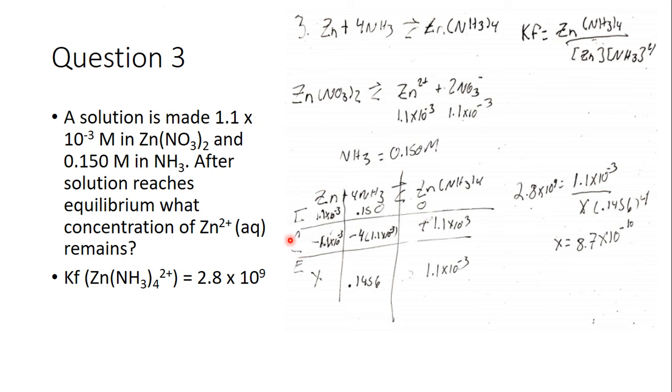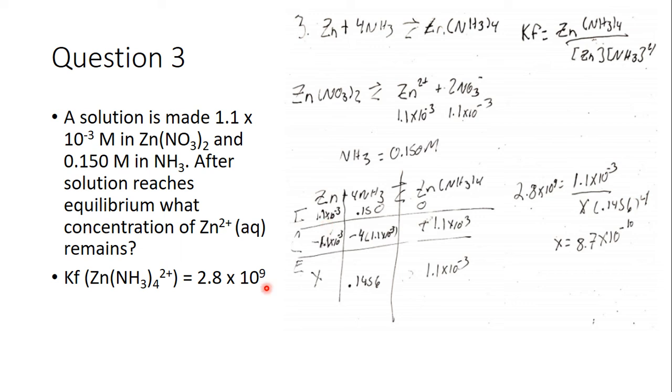So now we can set up our ice table, because we have our initial concentrations. This 1.1 times 10 to the minus 3 from zinc NO3. This 0.150 from our NH3. And we have no zinc NH3 yet. We haven't made it yet. So our change is going to be different than what we've talked about. Our KF is a massive number, times 10 to the 9. That's in billions territory. So the numerator is going to be massive, and our zinc concentration starts off very small.